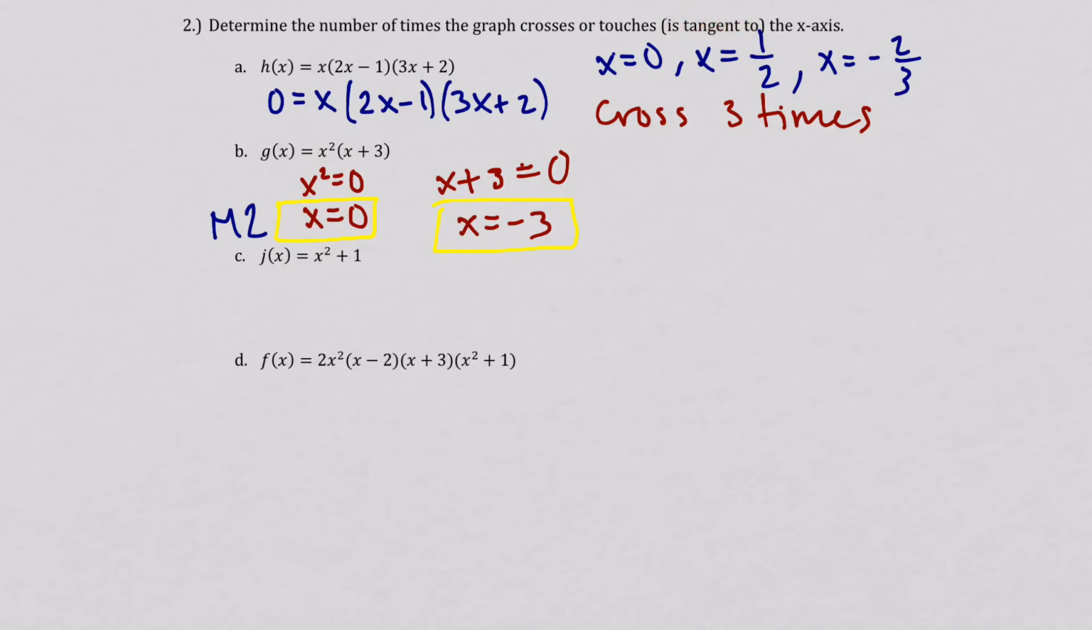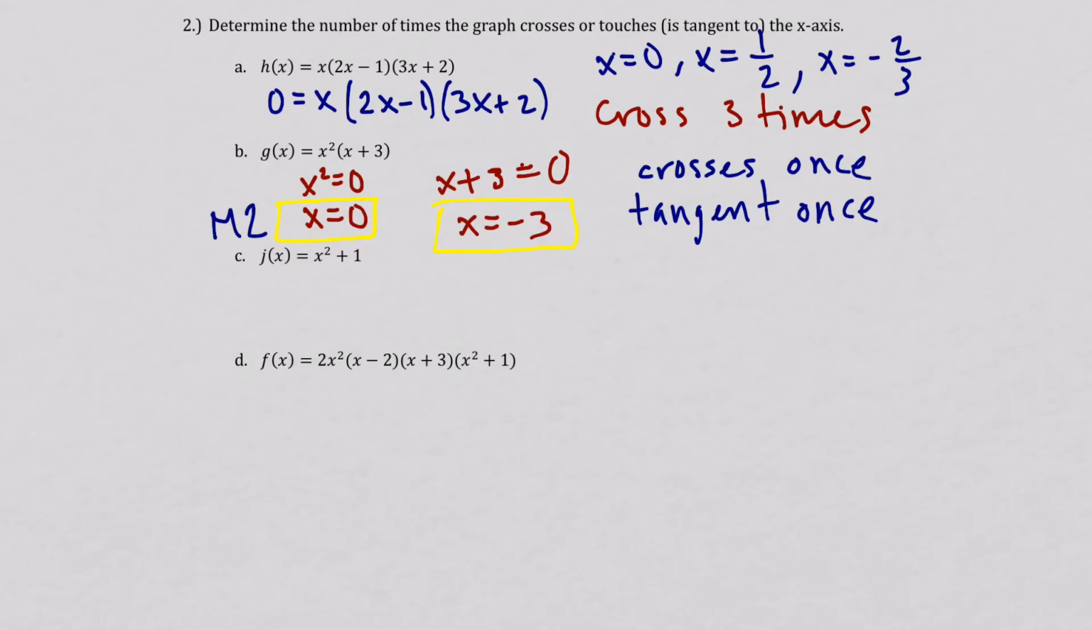So the answer to this one is it crosses once, right, this one, and it will be tangent once. It will not be tangent twice. It will be tangent once, right? So right at this point, x equals 0, it will be tangent to it at that point.